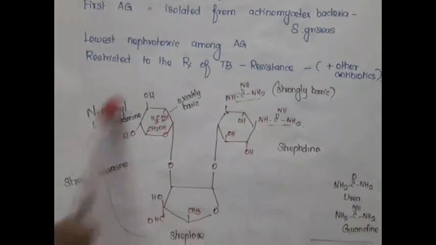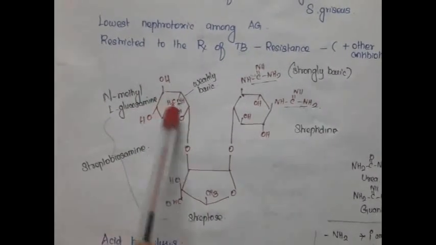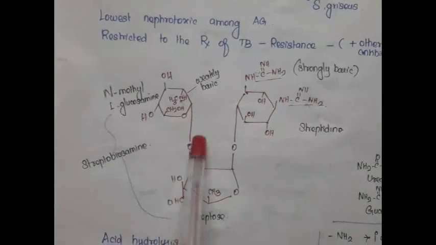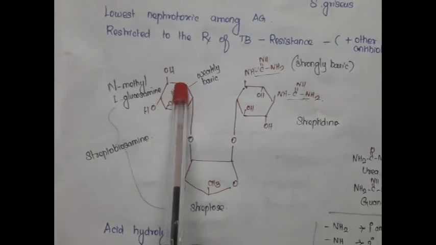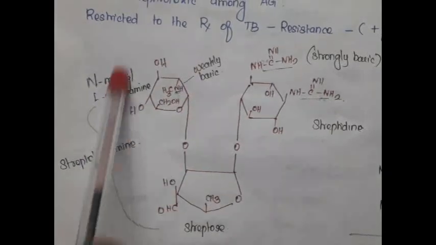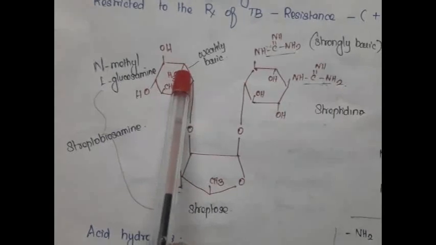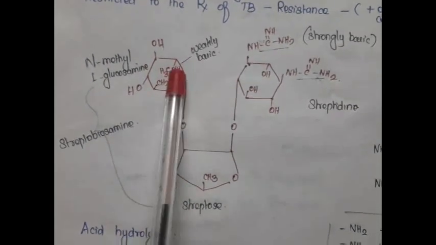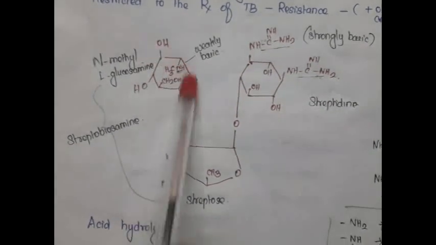Now we will see the structure of streptomycin. It has three parts: N-methyl L-glucosamine, streptose and streptidine. Now come to N-methyl L-glucosamine. Here it has OH, that is called glucose, L-glucose. In the case of L-glucosamine, that OH is replaced by NH2. Glucose with NH2, that's why it is called glucosamine. Here a methyl is attached to the nitrogen, that's why it is called N-methyl L-glucosamine.